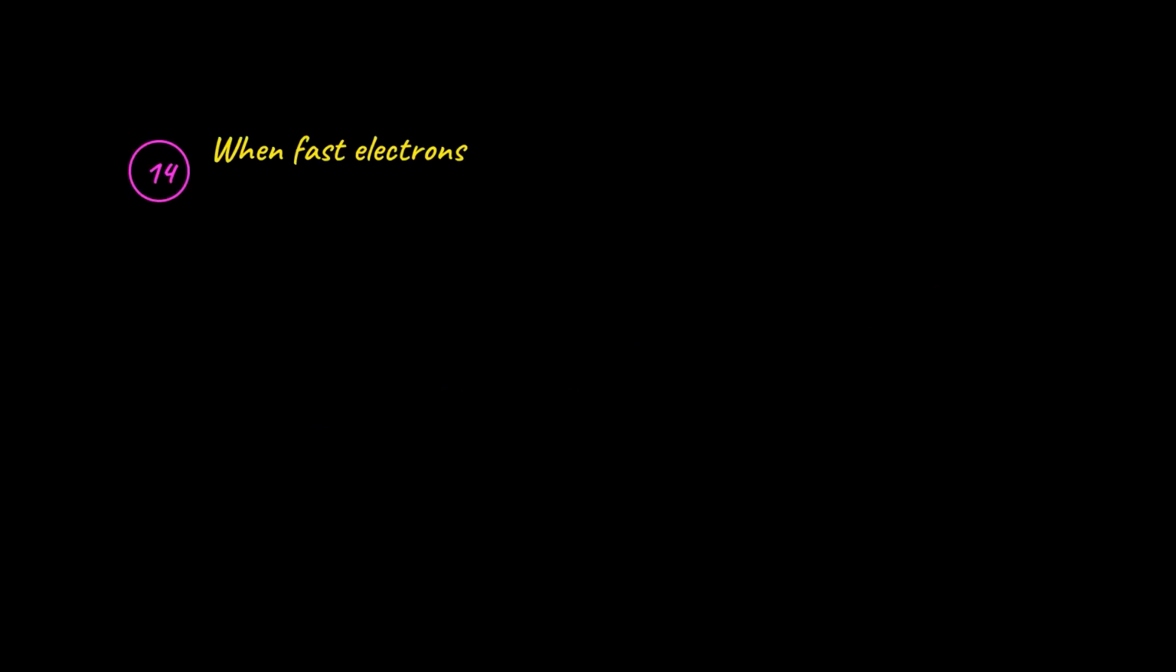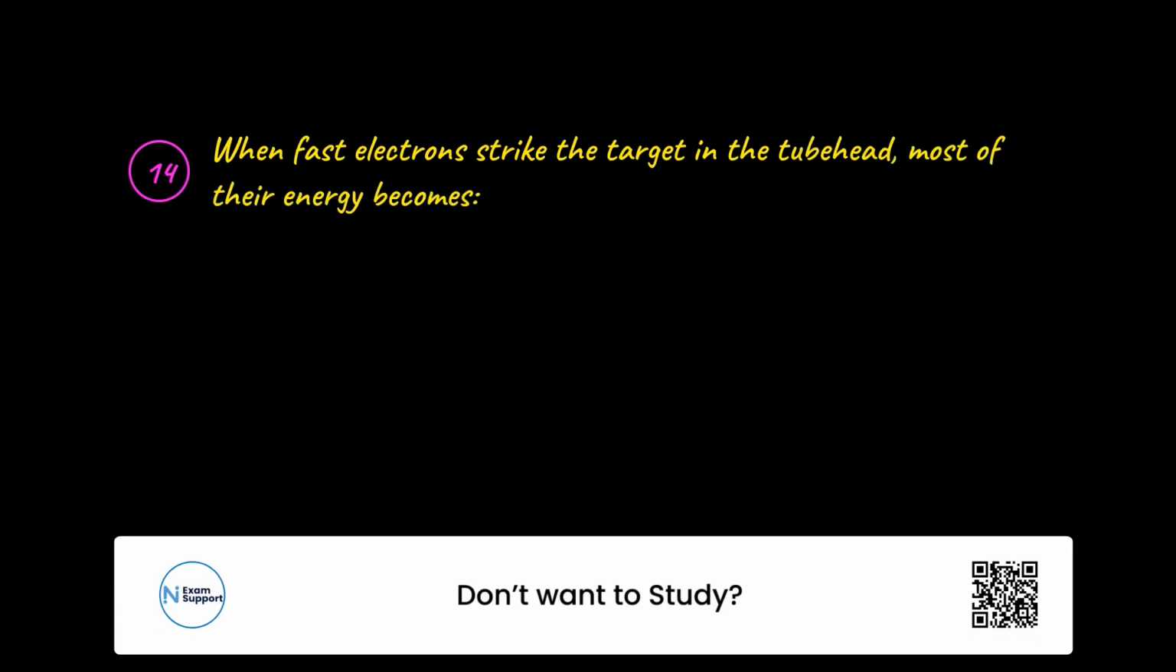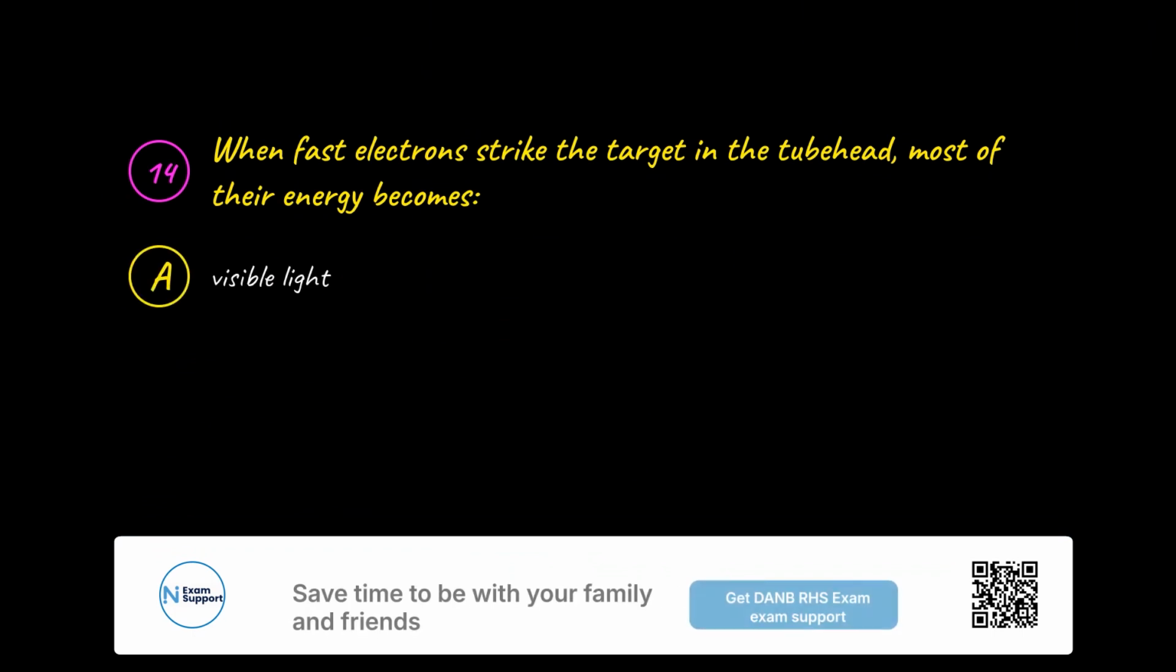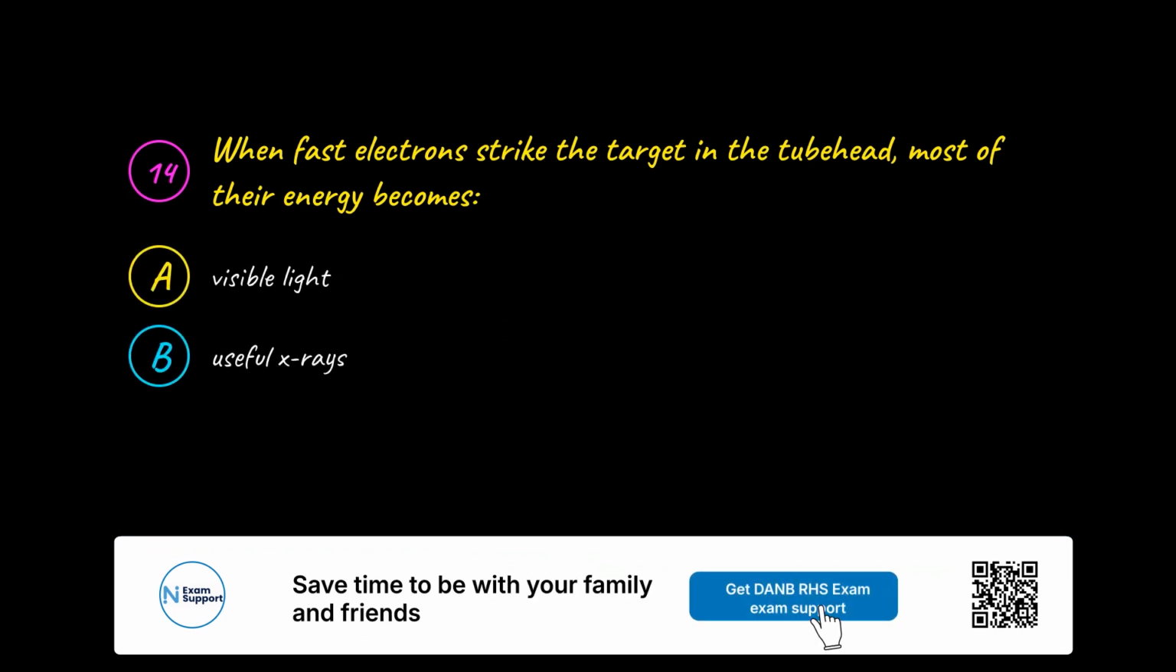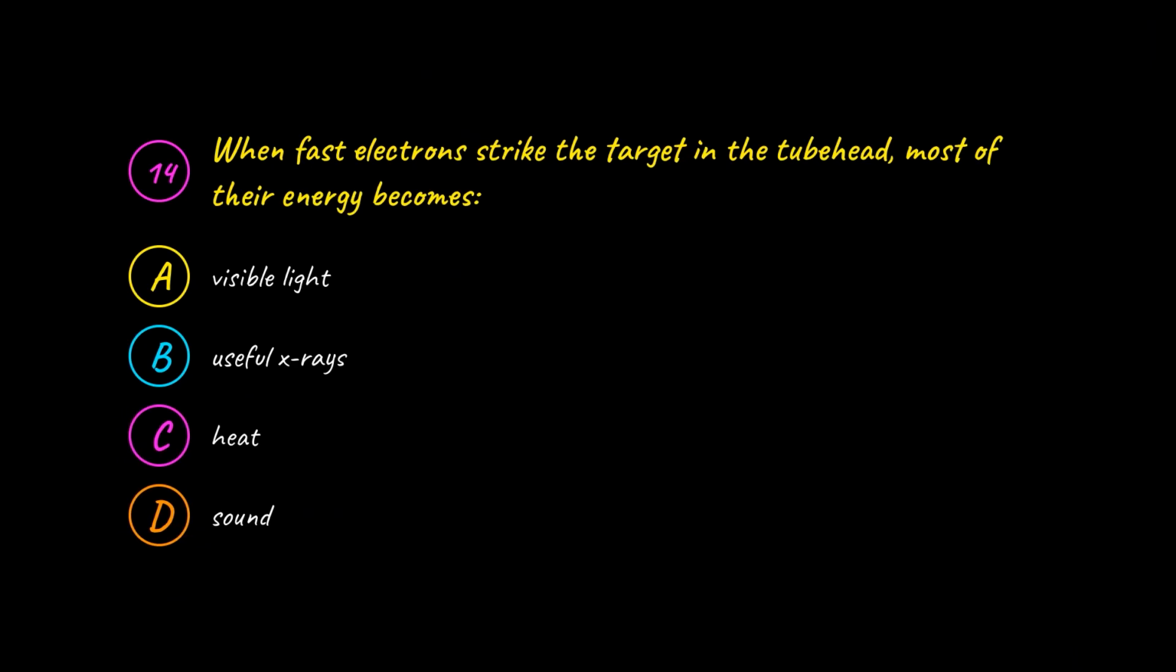Question 14. When fast electrons strike the target in the tube head, most of their energy becomes. Your options are A. Visible light, B. Useful X-rays, C. Heat, D. Sound. Which would you go with? Lock it in before the reveal.